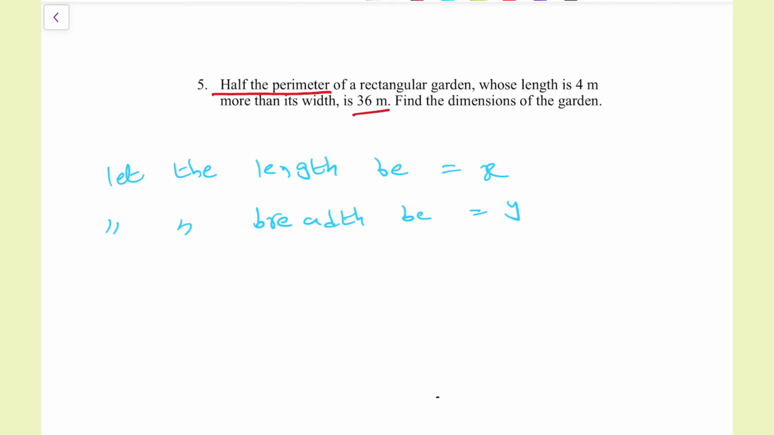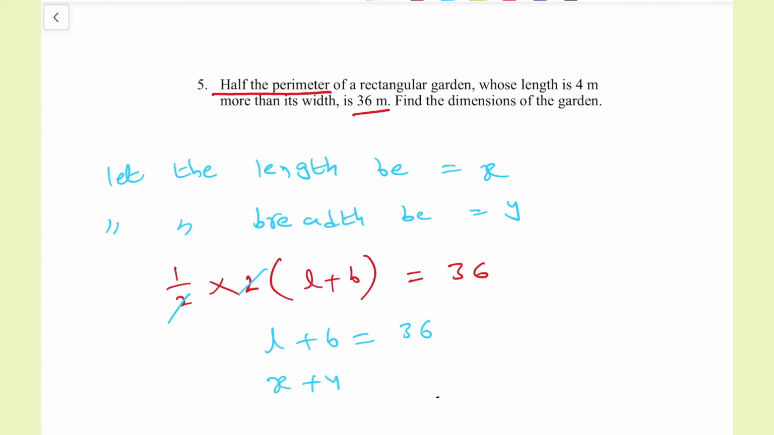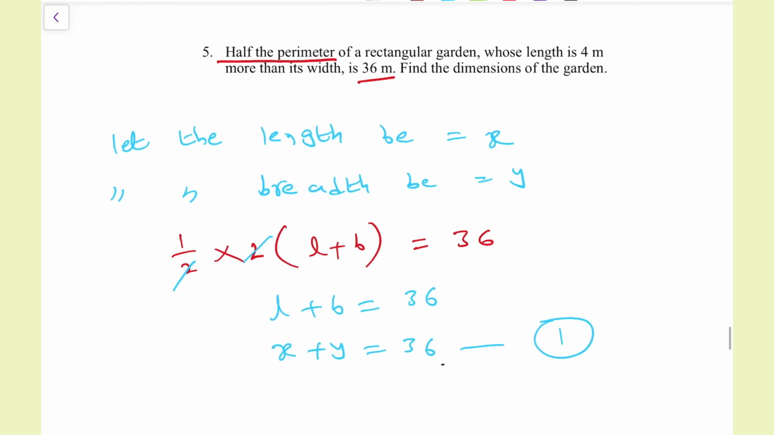Now according to the first condition, half the perimeter is 36. What is the formula for the perimeter of a rectangle? That is 2 into L plus B. But he is speaking of half of the perimeter, right? So half into 2 into L plus B is 36. We can cancel 2, 2. So we remain with L plus B equals 36. Length we took as x and breadth we took as y, right? So this finally becomes x plus y equals 36. This is equation number 1.